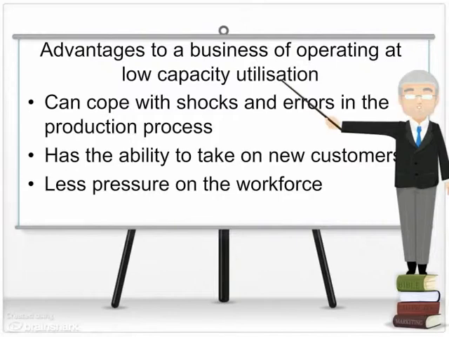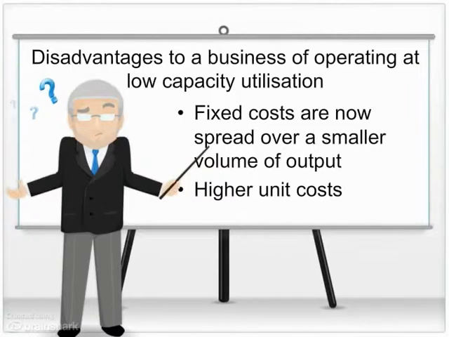The disadvantages to a business of operating at low capacity utilization are: fixed costs, such as rent, are now spread over a smaller volume of output, which means a larger part of the revenue from each product has to go to contribute to things like rent. The business will have higher unit costs, which might mean less profits and be forced to charge higher prices to their customers.